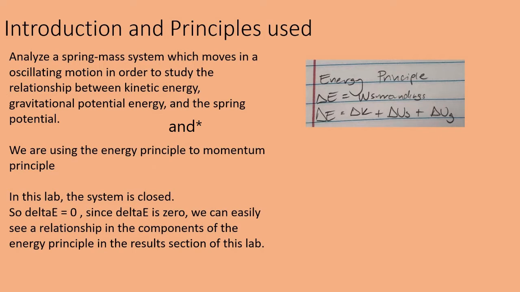The main principle that we're going to be using in this lab is the energy principle, which is delta E equals the work of the surroundings. And we can break this down into three components: the change in kinetic energy, the change in gravitational potential energy, and the change in the spring potential energy. So in this lab, the system is closed and delta E is equal to 0. We will see how this relates to the results later on.